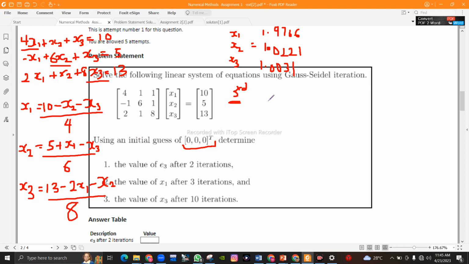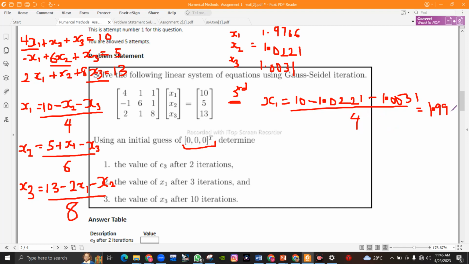So our x1 will still be the same formula, which is 10 minus x2. What's our x2? 1.0221 minus x3. What's our x3? 1.0031 divided by 4. If you calculate this, your x1 should be 1.9937.